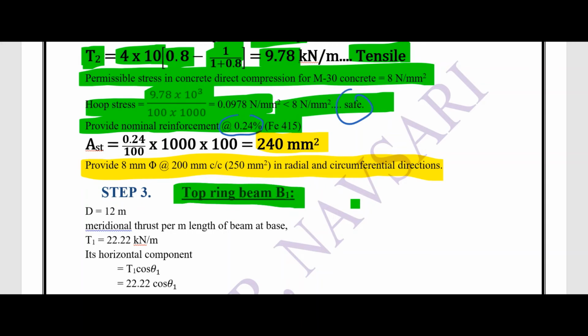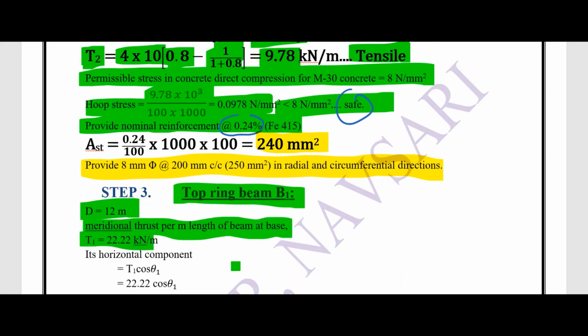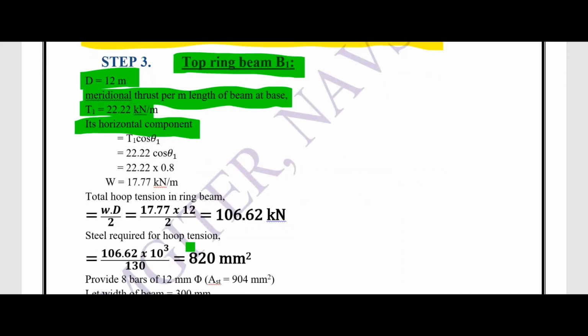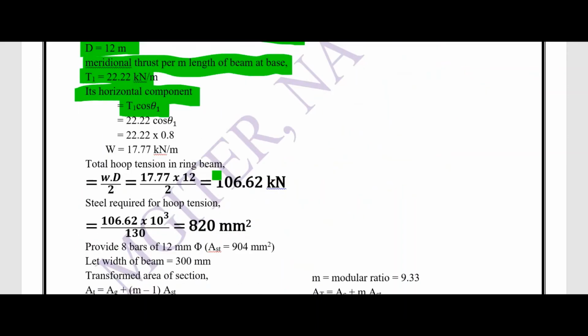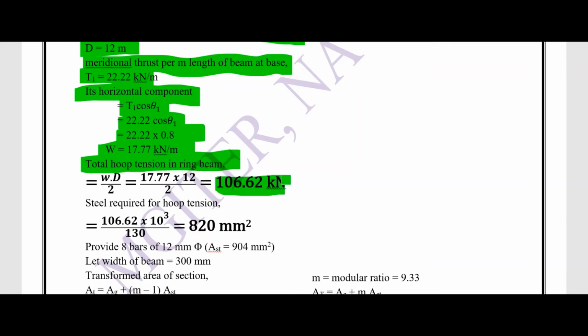Which is called B1. So diameter is 12 meter. So meridian thrust per meter length of beam at the base is T1, 22.22 kilonewton per meter. We have to find the horizontal components: T1 cos theta 1, 22 cos theta 1. So W is equal to 17.77 kilonewton per meter. So we provide total hoop tension in the ring beam as WD by 2.